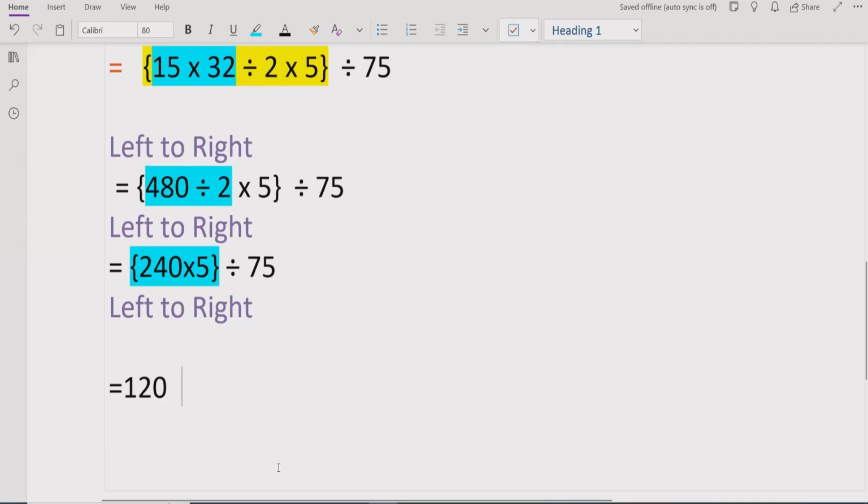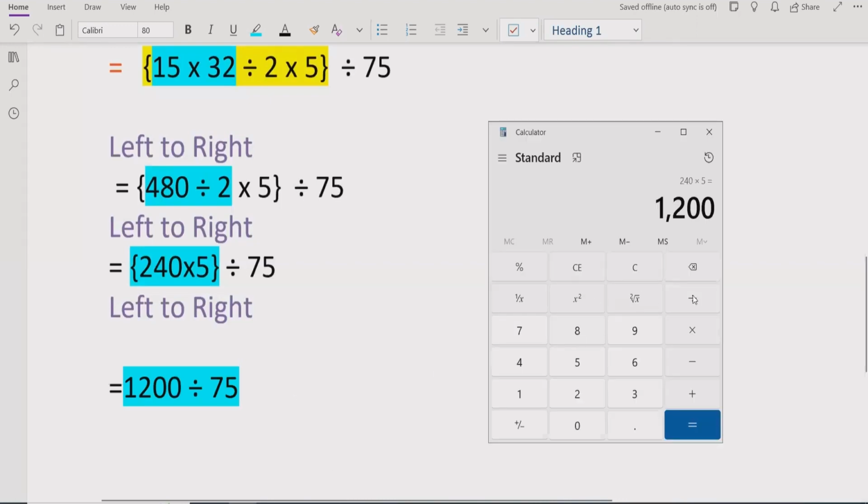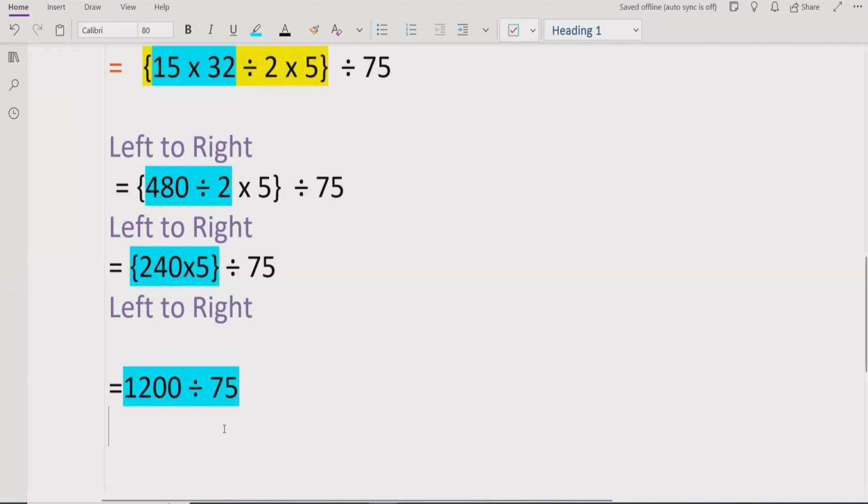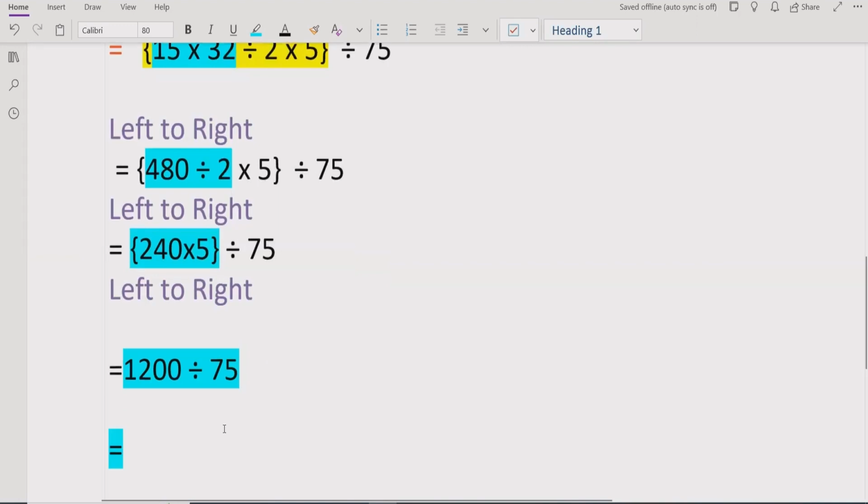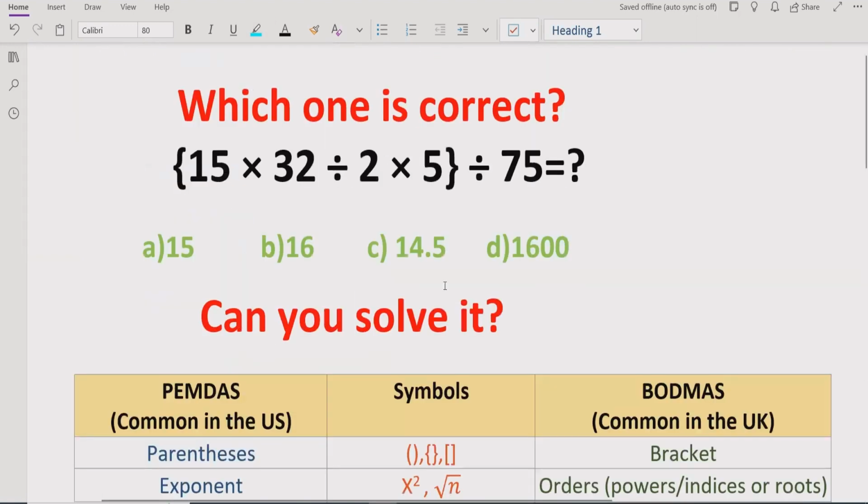So here we get 120 and divided by 75, we will write as it is. Now we will solve this last part. If we divide 1200 by 75, we will get the answer 4. So the correct answer of this expression is 16, right? And if we look at the list, the correct answer is B.